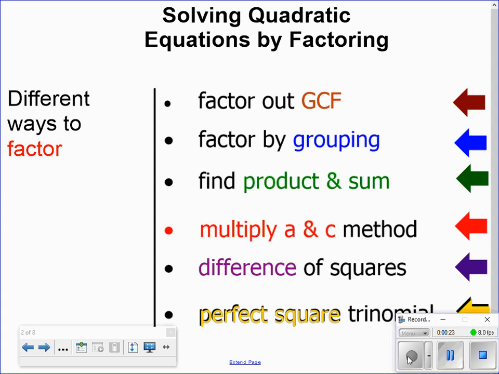Before we begin solving, let's review all the ways that we can factor. Remember that you can factor out a GCF, which is the first thing that we always want to look for. Then we have factor by grouping when there's 4 or more terms, product sum, and MAC when we have 3 terms. One where the coefficient of a is 1, another where a is a different number. We've got difference of squares when there's 2 terms, and a perfect square trinomial when the right conditions are met.